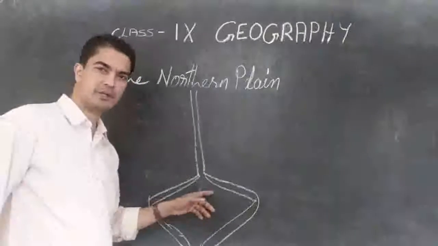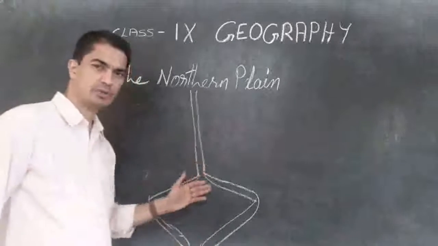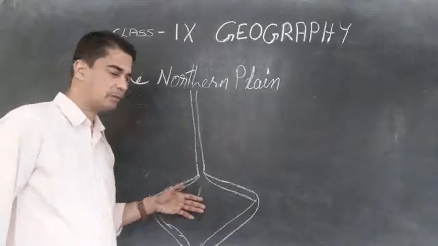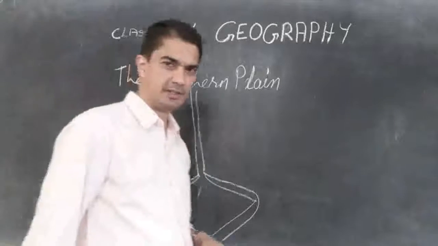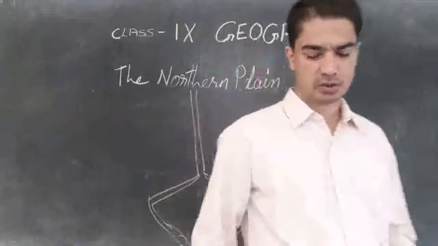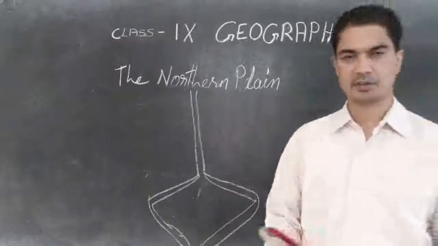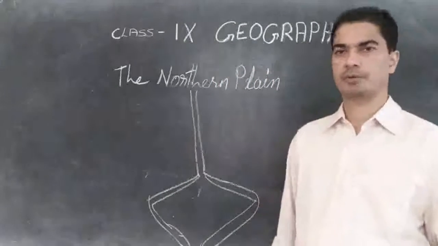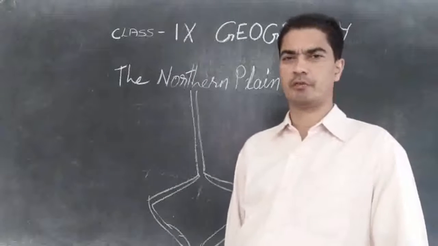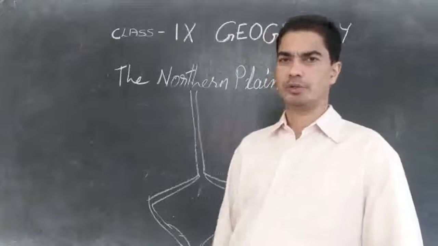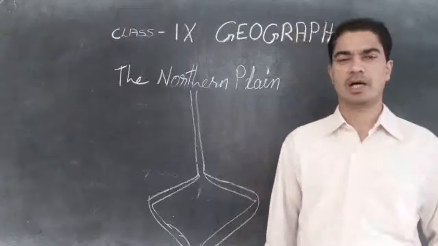So in that course of time, the mud that is deposited by the river will become higher and higher, and it will become like an island. I hope you understood. That is how river islands are formed. And we know in Brahmaputra river there is an island, very famous. It is called Majuli Island.